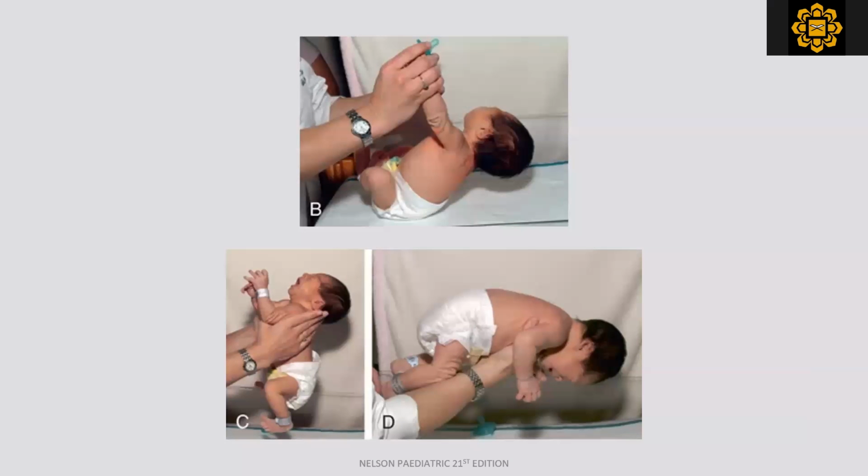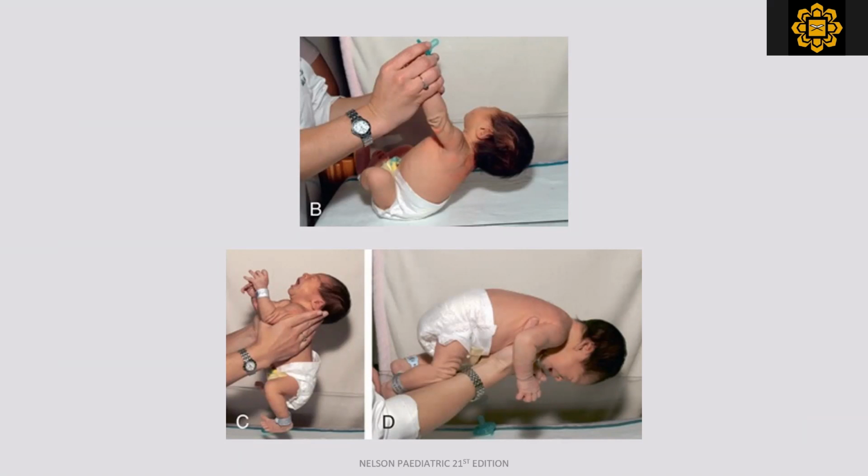B is the traction, where we do the pull to sit test, where we pull the patient, and usually in a patient with normal tone, their head will not lag that significantly, and usually upon sitting, the head will return to its normal position.